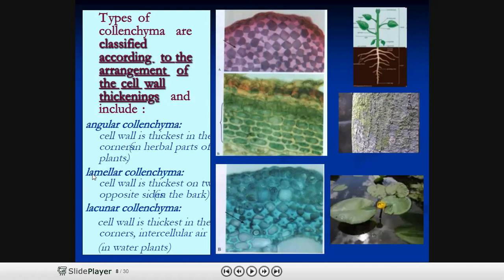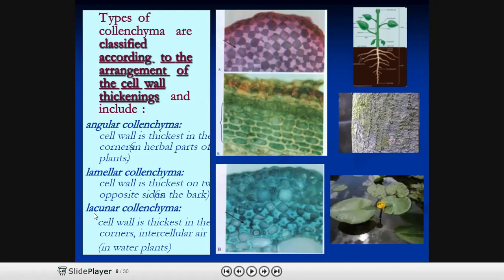Next, laminar collenchyma, this one. The cell wall is thickened on opposite sides, like this. On the opposite sides they become very thick due to cellulose deposition. So that is called laminar collenchyma. Especially this kind of collenchyma we can find in the stem region.